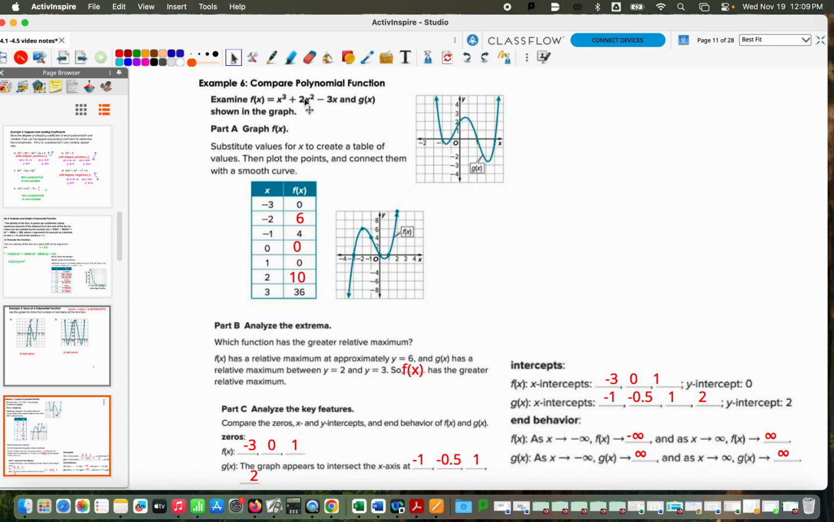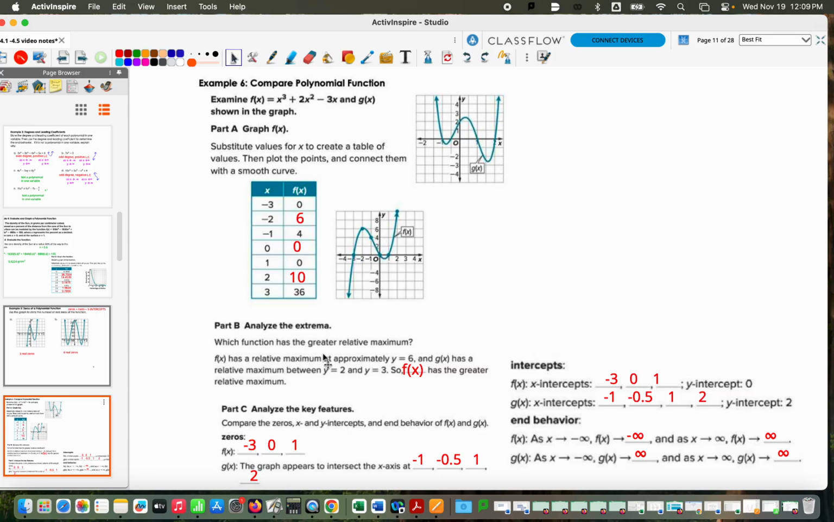F of x is given as an equation here. What I'd recommend is you just graph both. So that's what they did here. They went to the table, they plugged in some values of x to get the y values, and they plotted the points. You could just go to Desmos and graph f of x here. So we've got g of x over here and f of x over here. Feel free to use your Desmos and get a table that way.